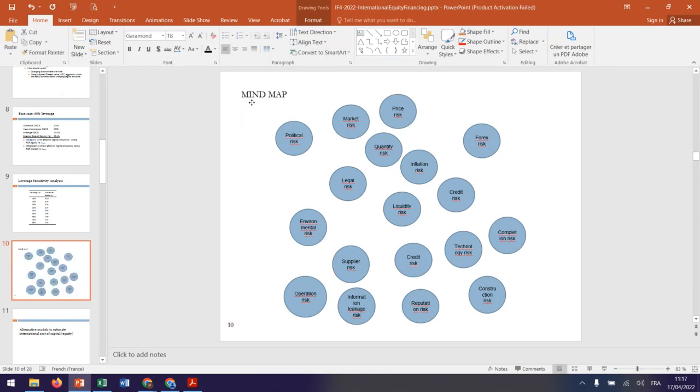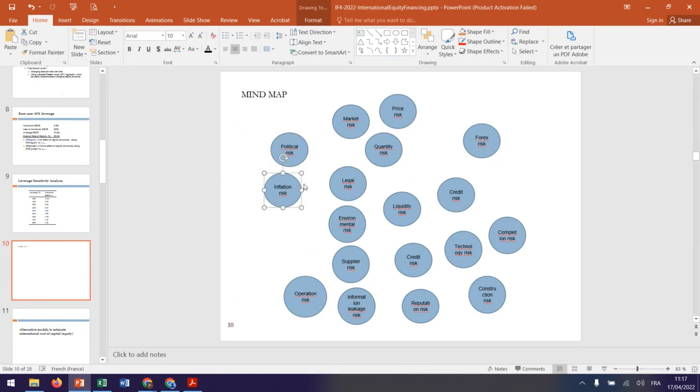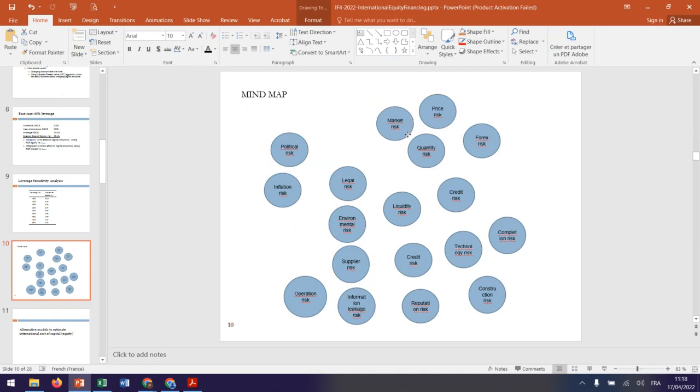Okay, let's map together all these ideas and then try to assess and quantify it. If it is small, first of all, let's group it to see that some of these are maybe more political risk. Inflation risk is almost the same type of cluster, quantity risk. These are also related to more macro type of risk. Legal can also be more macro.